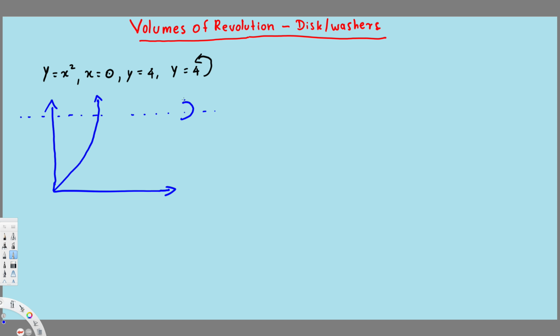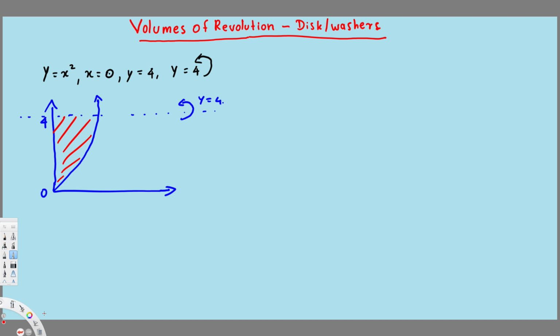Since this is parallel to the x-axis, everything is going to be in terms of x. So this is rotating at y is equal to 4. Therefore, this is also 4. This is 0. And the region we are interested in is this region right here, right? So let's see how we can find it.